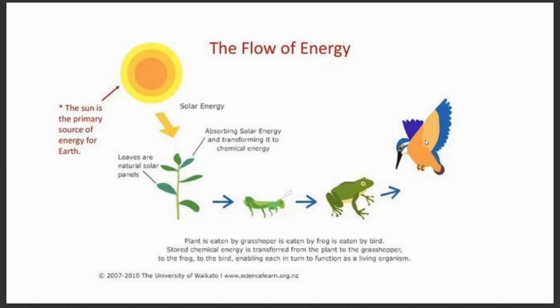Feeding level. Now when we take the plant, it is the producer, the first trophic level of this food chain. Then the grasshopper is the first consumer, second trophic level. When we take the frog, it is the second consumer and third trophic level. And the bird is the third consumer and fourth trophic level. Okay?